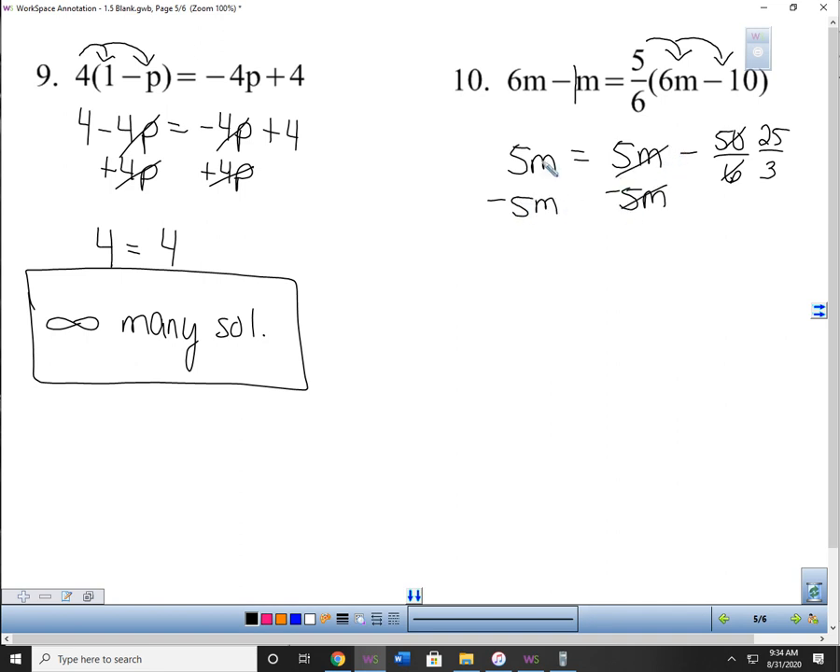So they cancel here, and they cancel here, so all I have left here is 0. And all I have left over here is the negative 25 over 3. So when my variables completely cancel out, I look at the two numbers. These are not equal numbers, so no solution.